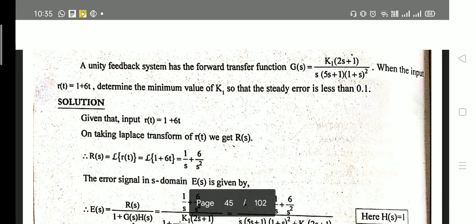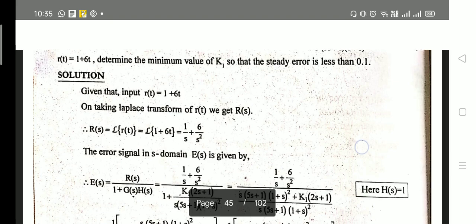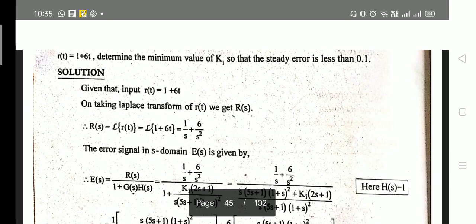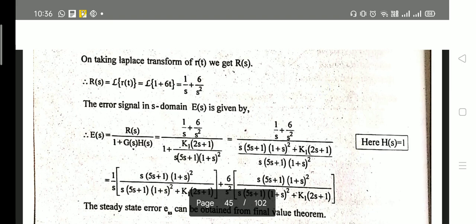So, first apply the Laplace transform for the r(t) value. Laplace transform of r(t) is R(s). So, Laplace transform of 1 + 6t. Laplace transform of 1 is 1/s. Laplace transform of t is 1/s², so 6/s². Already we know the formula for E(s), that is R(s)/(1 + G(s)H(s)). Just substitute all the values of R(s) and G(s) here.